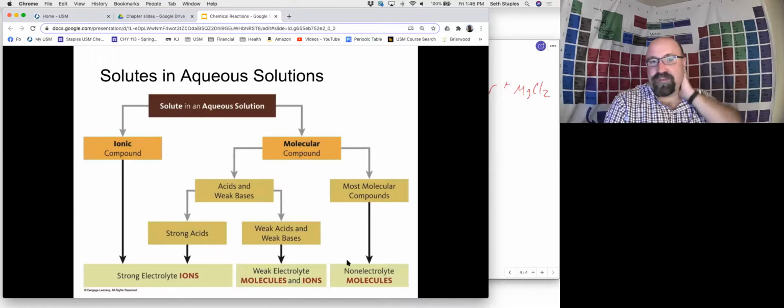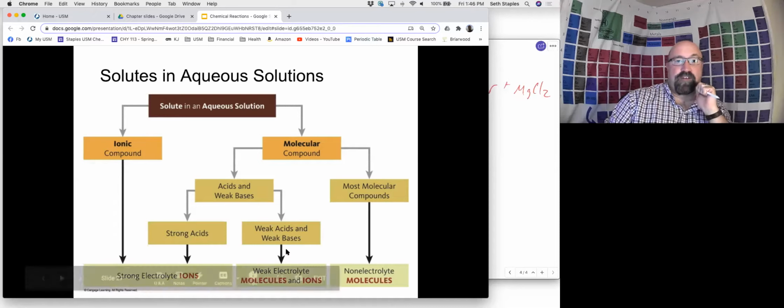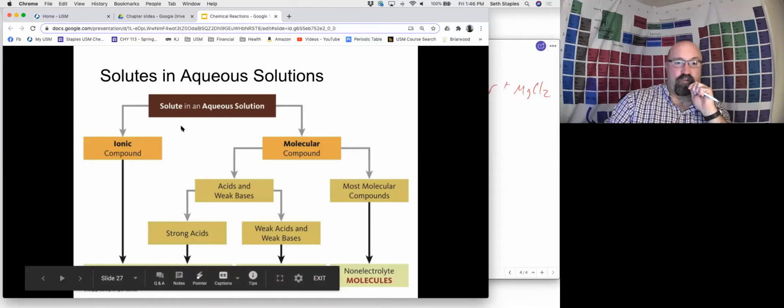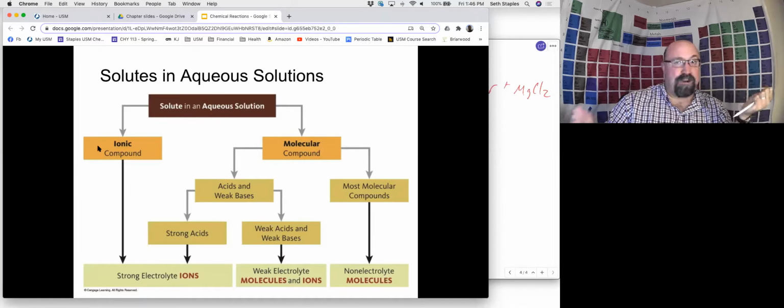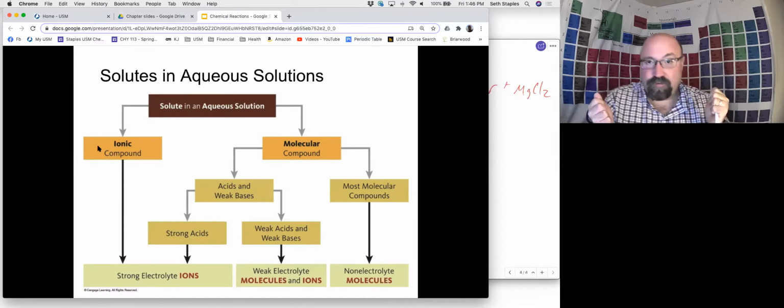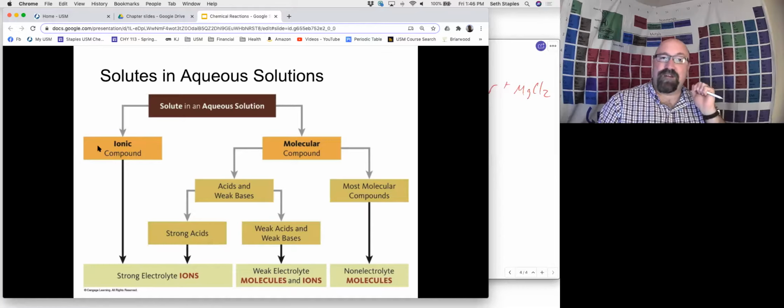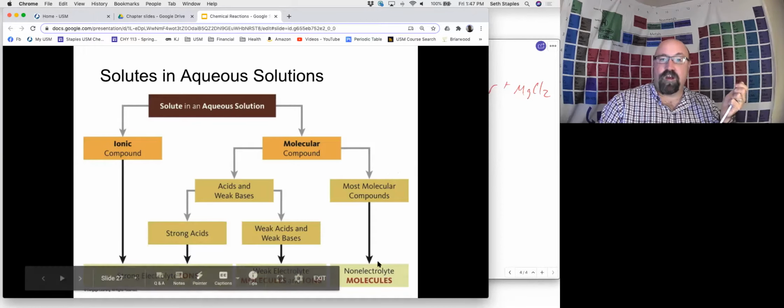So to figure out if something is an electrolyte or not, we can go through this flow chart. If we have something that's in an aqueous solution, anything in an aqueous solution, if it's an ionic compound, a metal and a non-metal, or a metal and a polyatomic ion, if it's anything that we've termed ionic from the last unit, that will absolutely be a strong electrolyte. If something is a molecular compound, then we have to think about it a little bit. Most molecular compounds are non-electrolytes. The majority of them are going to be non-electrolyte solutions.